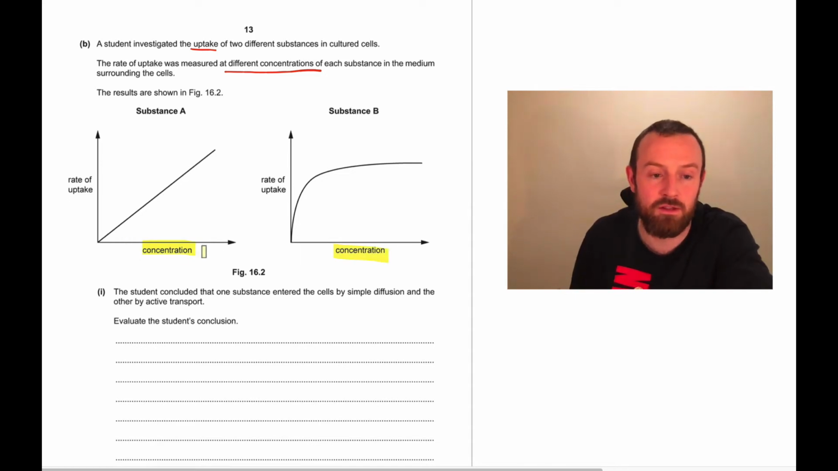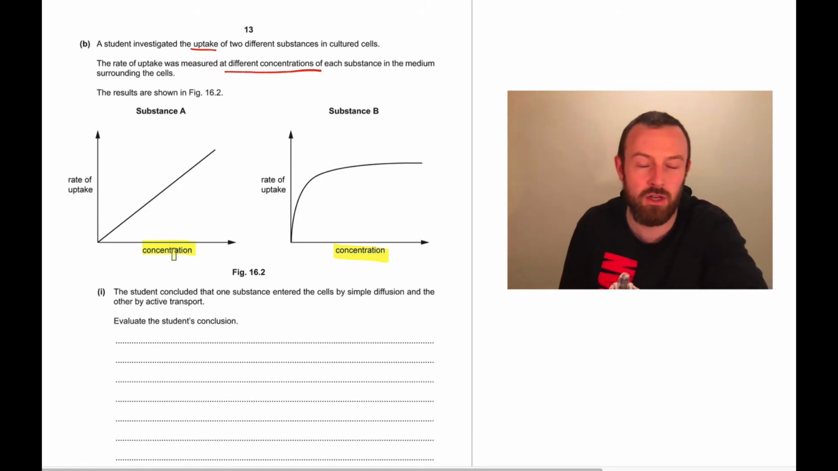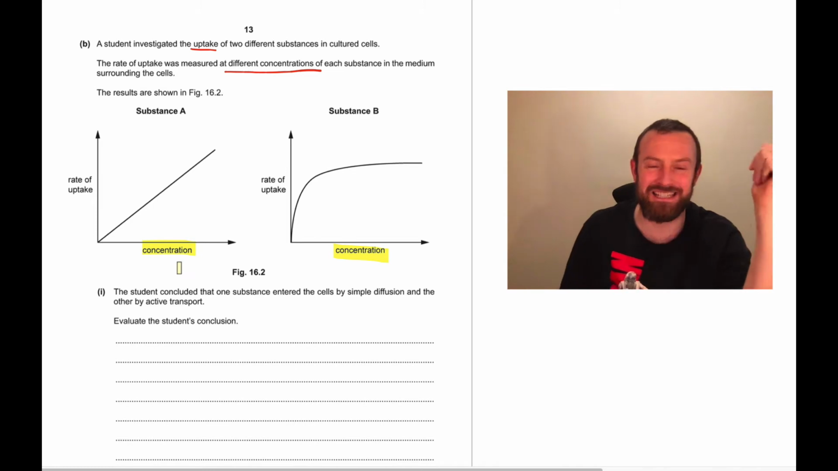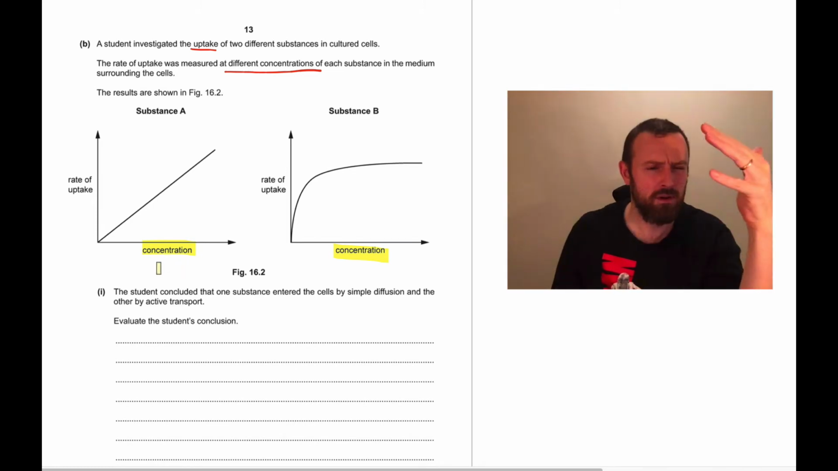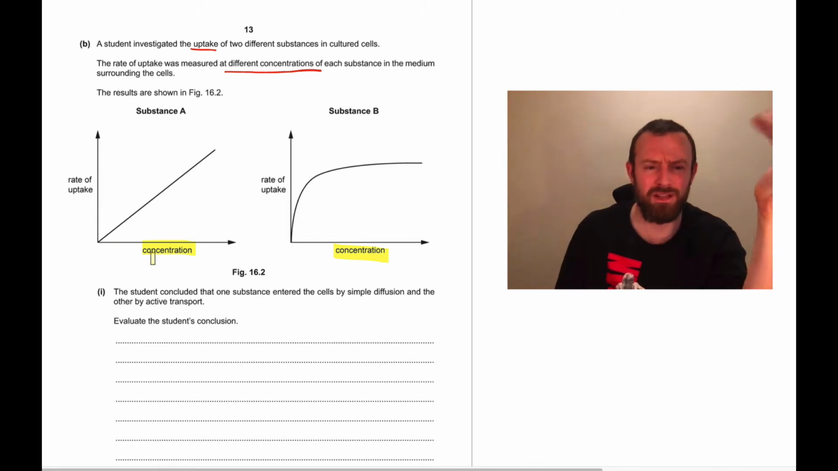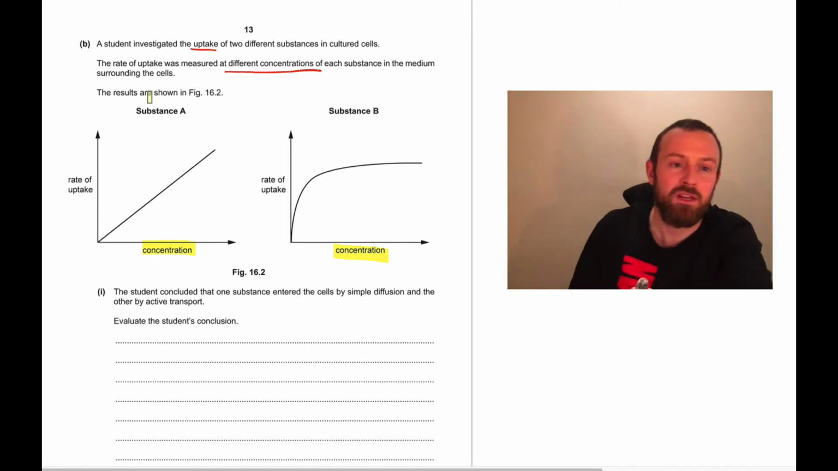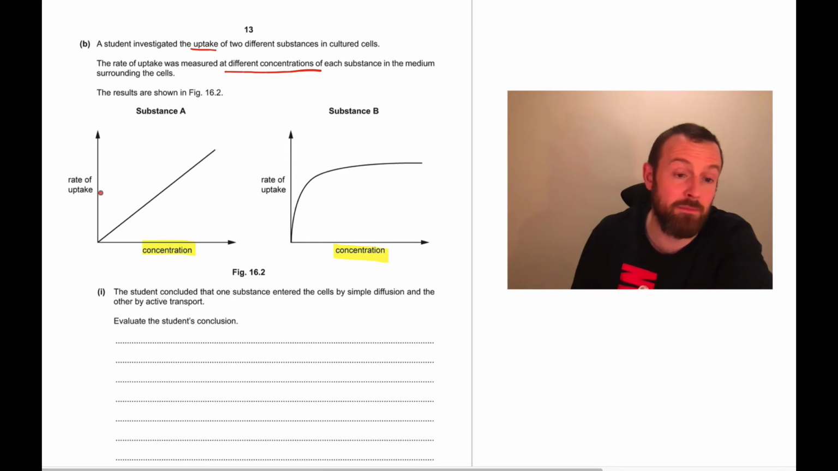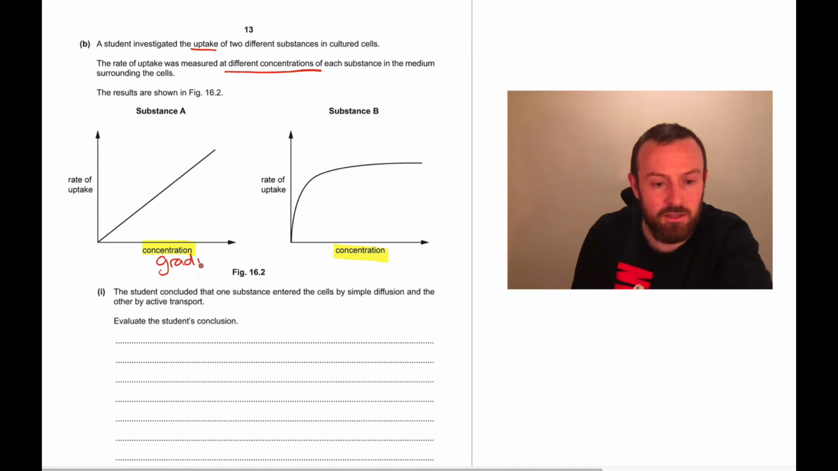Scientists varied the concentration and measured how the rate of uptake depends on the concentration. A lot of people thought of this as time. They just looked at the x-axis and they thought time and rate of uptake, but they didn't look at that concentration there. So in this experiment, as you increase the concentration, the rate of uptake goes up. So this is the concentration, but we could also view it as the concentration gradient. So as the concentration gradient is going up, the rate of uptake is going up.